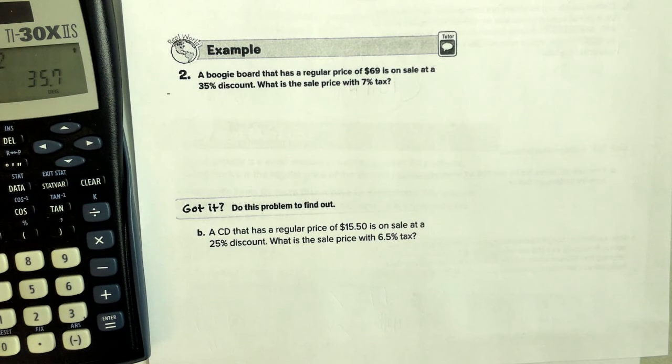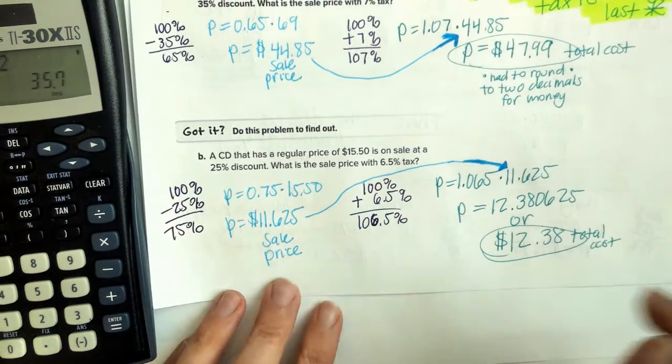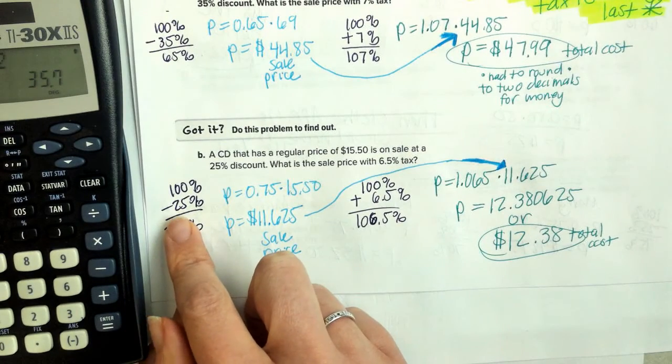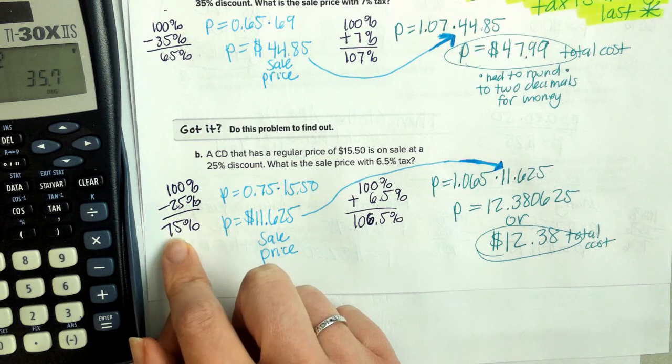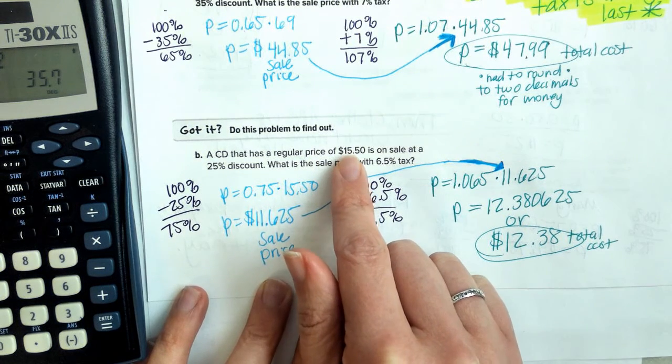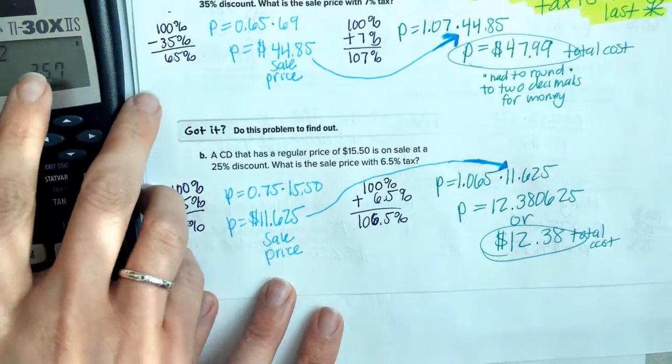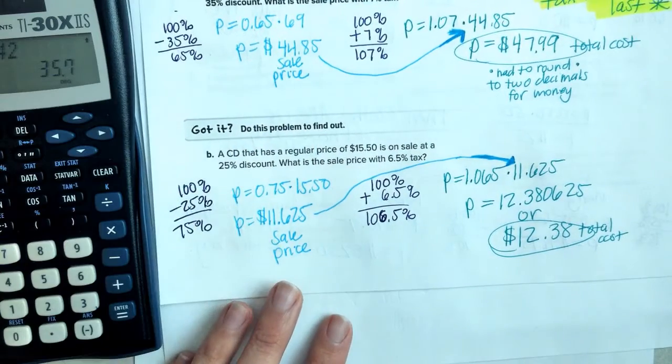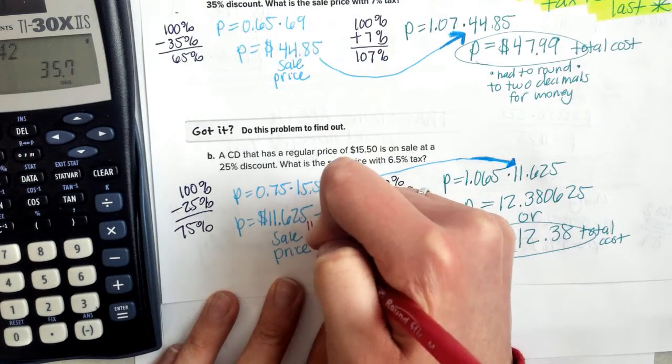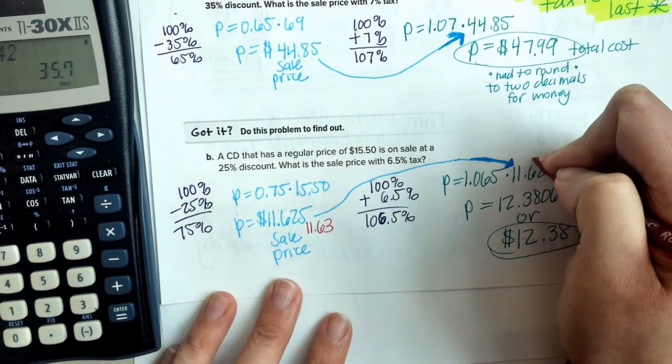It says a CD that has a regular price of $15.50 is on sale at a 25% discount. What is the sale price with a 6.5% tax? Okay? Pause the video if you want to try that. If you didn't, or if you did try it, this is what you would have. You would find that your discount, you subtract the 25%, meaning we only pay 75% of this regular price, which comes out to be, and we're going to round that, so it would be $11.63.